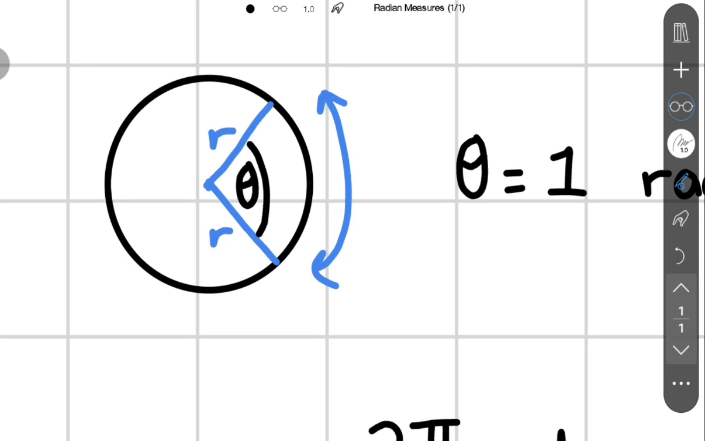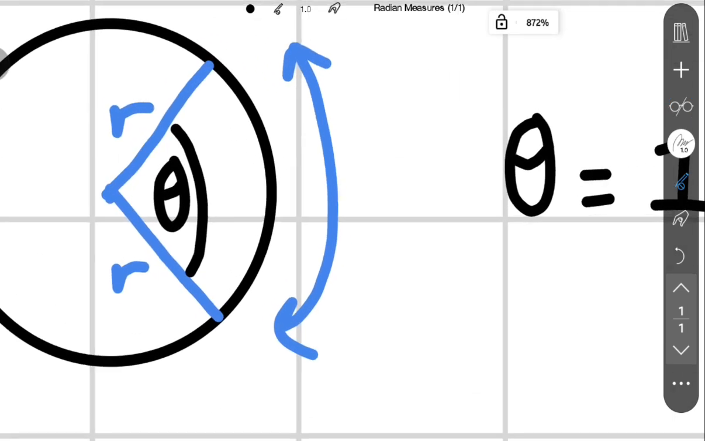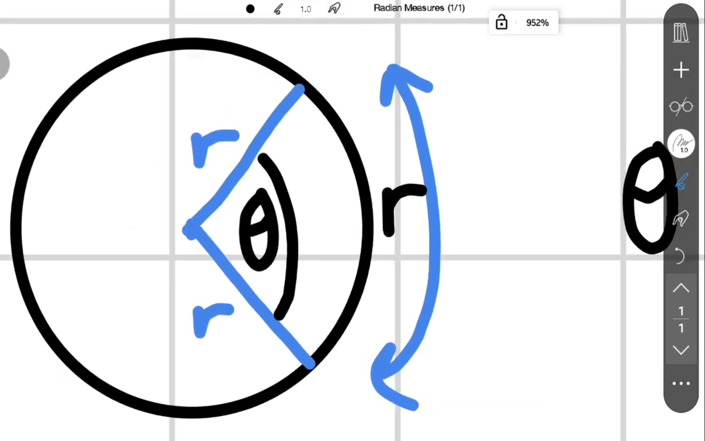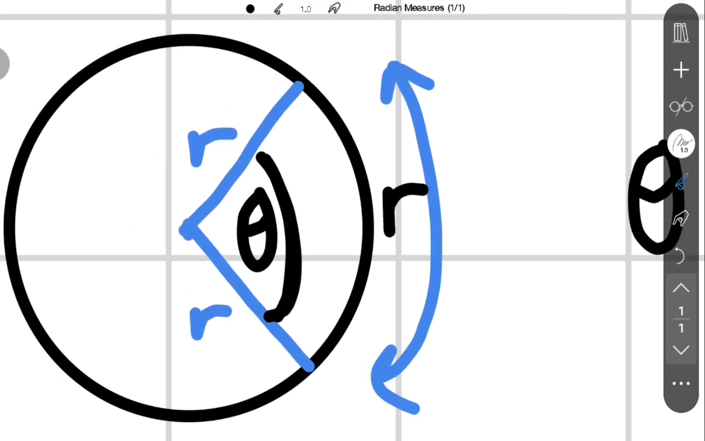Let's say we have a circle and we form an arc along the circumference of the circle such that it has the same length as the radius of the circle. So, the angle which is formed here will be 1 radian.